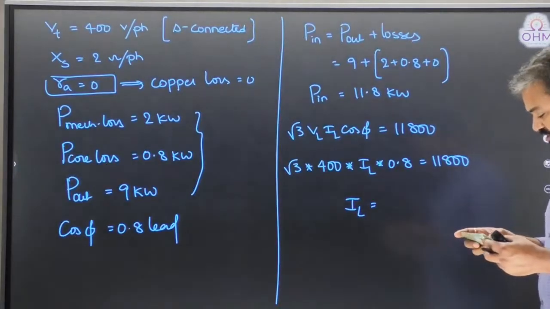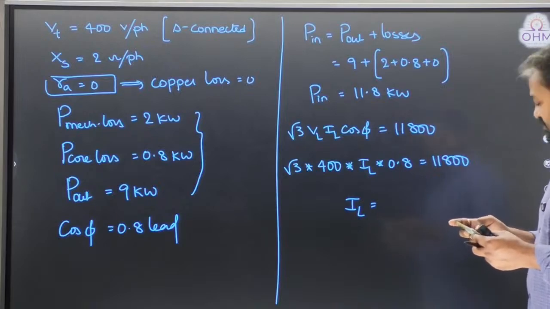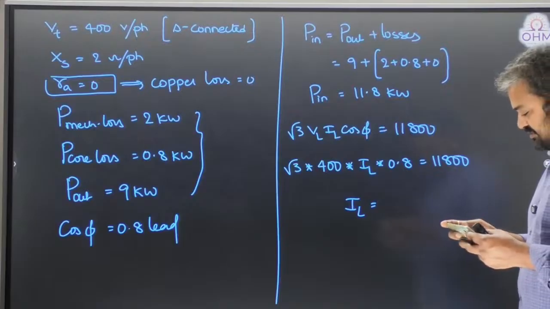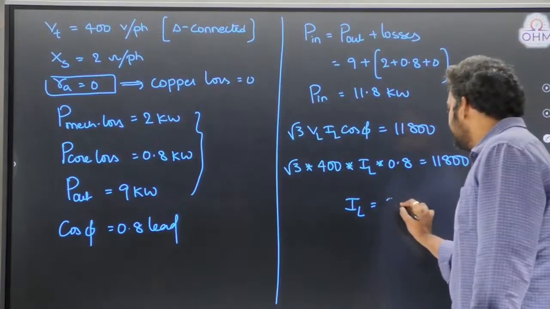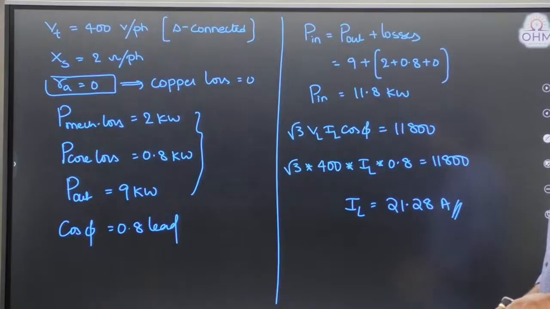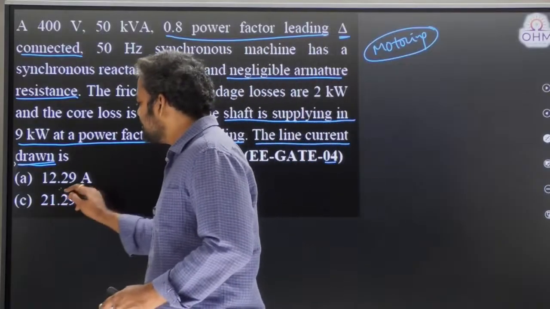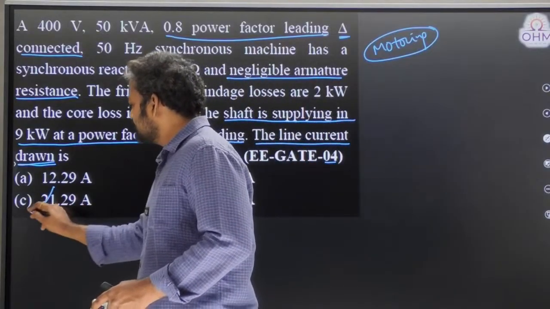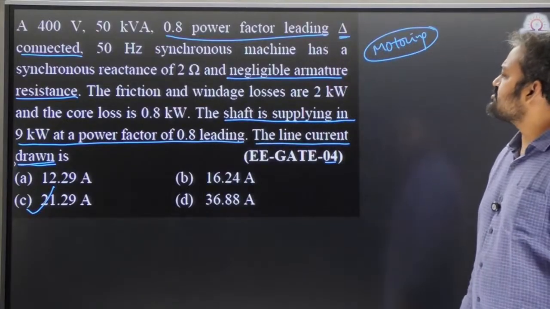So let us find out. 11,800 divided by root 3 divided by 400 and 0.8. So I am getting 21.28 ampere. This is the amount of current drawn by the motor. Okay. So 21.28 ampere. I think option C will be satisfied. Yes, very simple question.